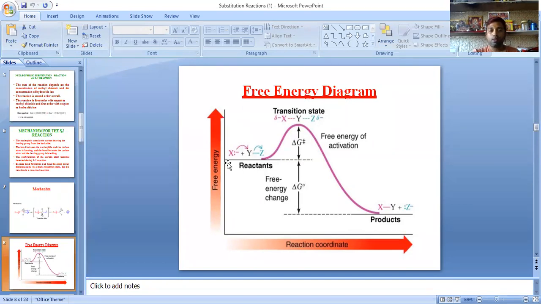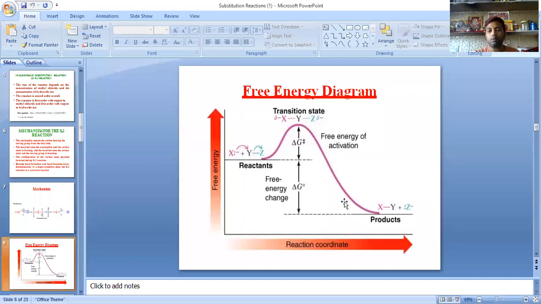See, the reactants have their own potential energy. But when the nucleophile attacks the substrate, bond breaking and bond making take place, and it undergoes a transition state. This transition state has more potential energy than the reactants.